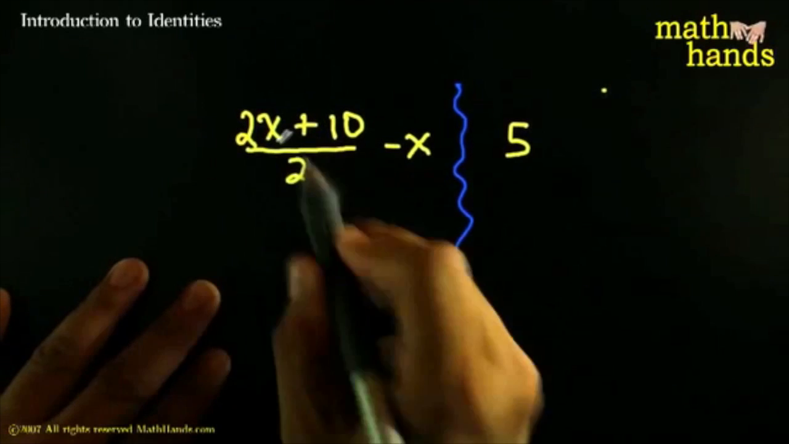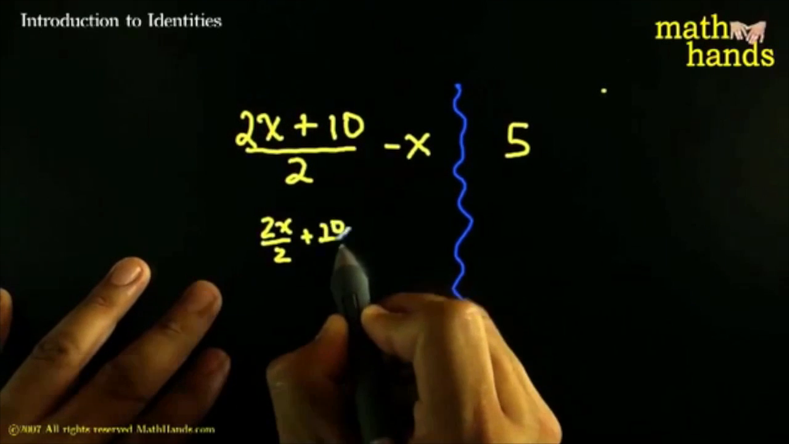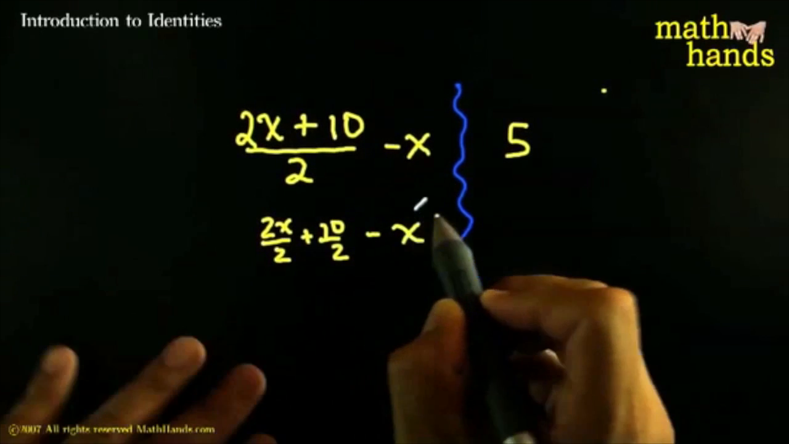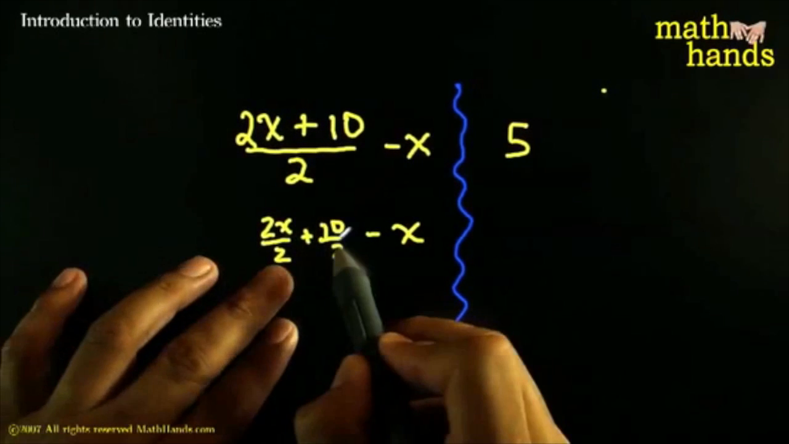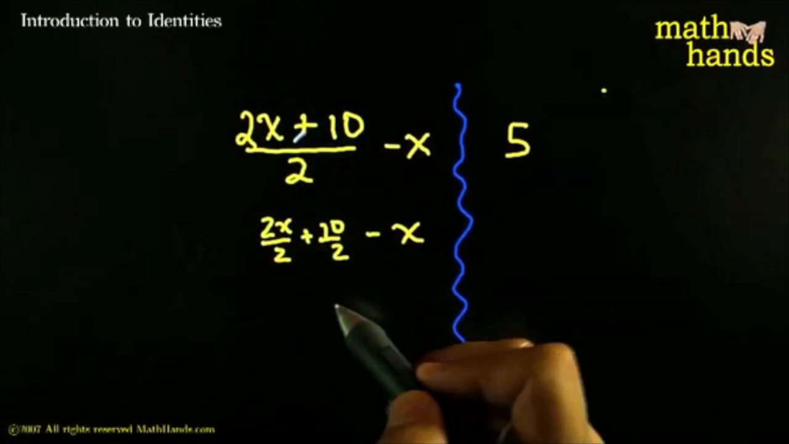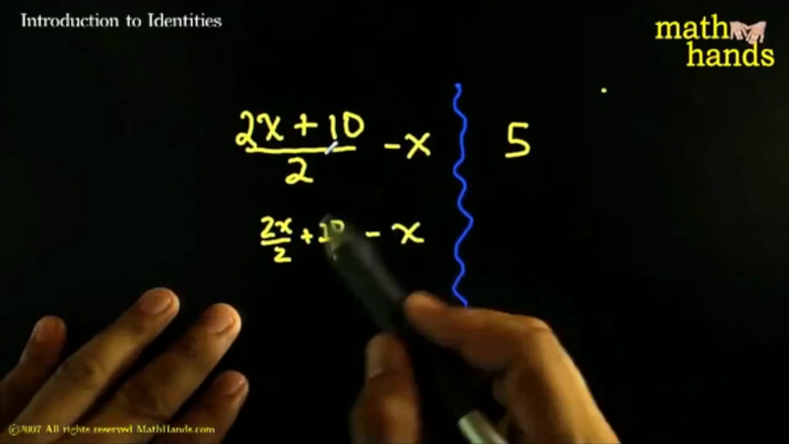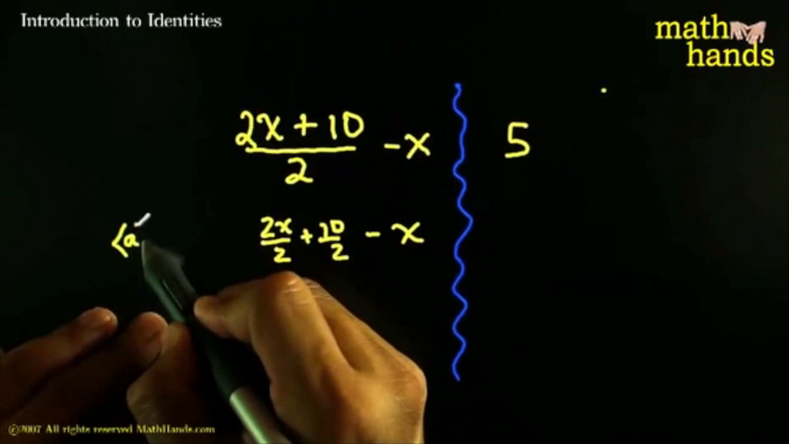For example, I know that I can separate this fraction like this: 2x over 2 plus 10 over 2. I know that because I know all my algebra rules. Or said differently, if you were to add these two fractions with the same denominator, you would just add the tops and get exactly that value. So I know that part is true. I'll just say here, by algebra.